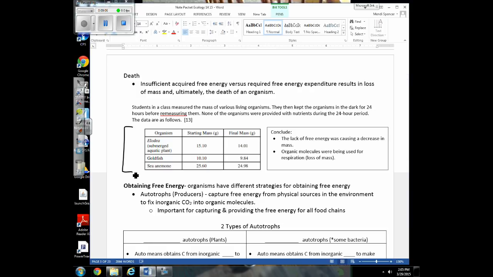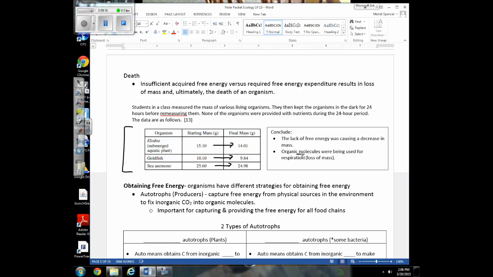This is a question prompt and a data table that's released from 2013. And you can see that they basically eliminated the free energy supplies of a plant, a goldfish, and a sea anemone. And you can see that over time, in that day, the mass decreased. So you should understand that these organisms are actually using organic molecules to provide their free energy to maintain homeostasis. And as they use those organic molecules, they're actually going to see a loss of mass.